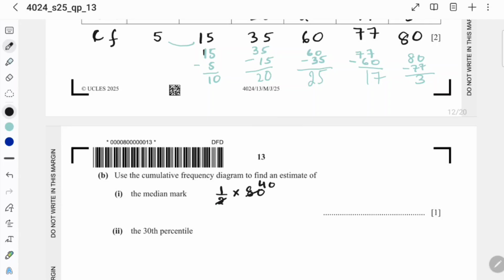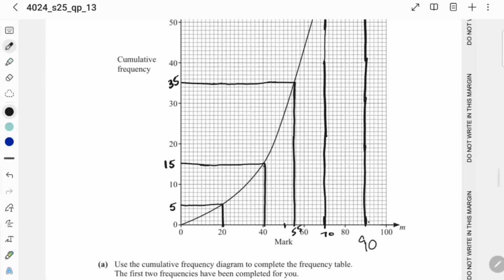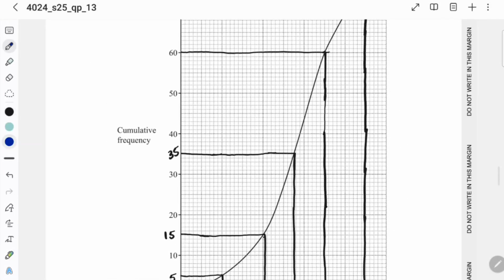We'll have to check the where frequency. This is the place where we'll have to check. So what do? You just check at 40 where it is meeting on your x-axis. That is the median. This is the way we find out. So this is 50. You just see, take your ruler and find your answer.